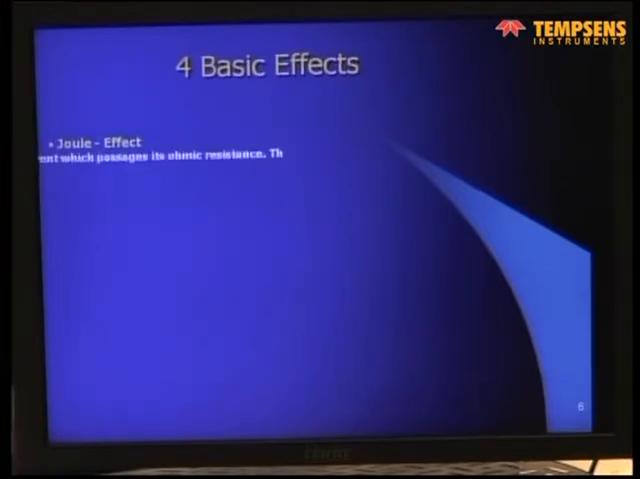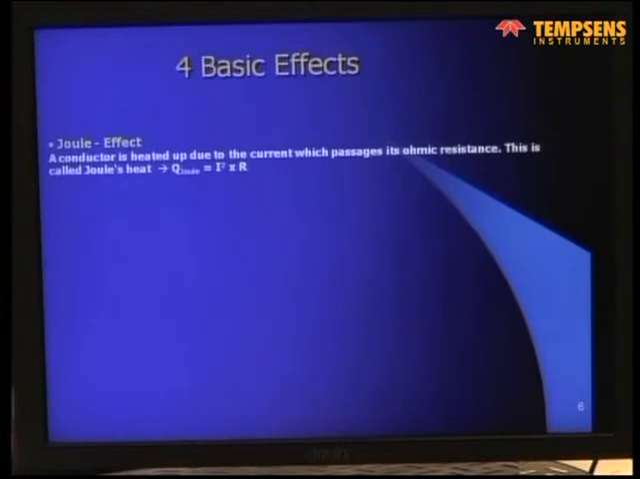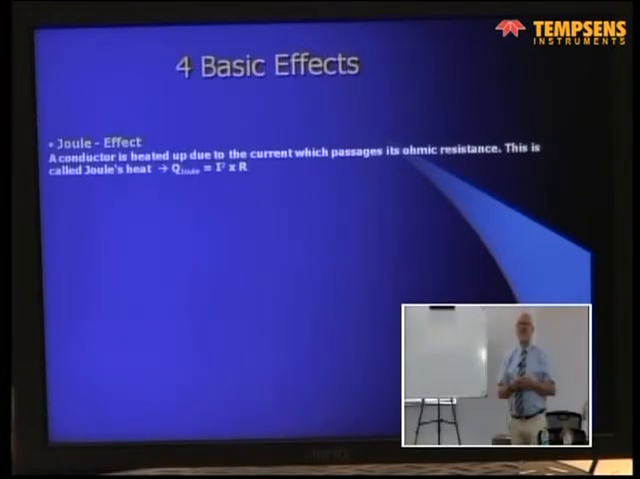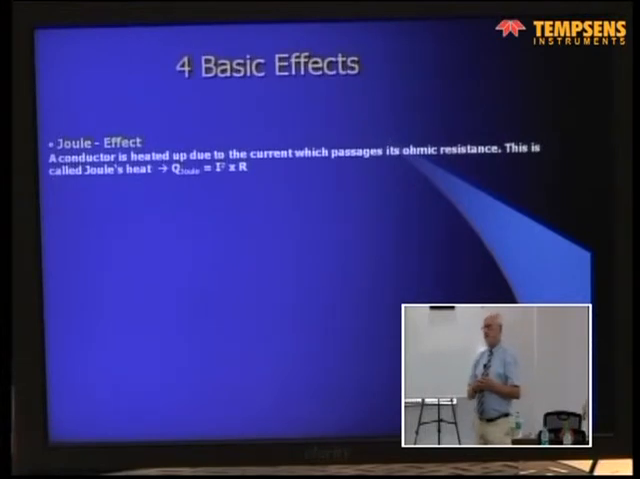The Joule effect. Everybody knows a conductor is heated up due to the current which passes its ohmic resistance. This is the source of the self-heating effect of RTDs. Yes? The heat quantity is the result of the multiplication of I squared times R. The square of the current times the resistance. So the resistance in this equation is linear, while the current is in the second order.